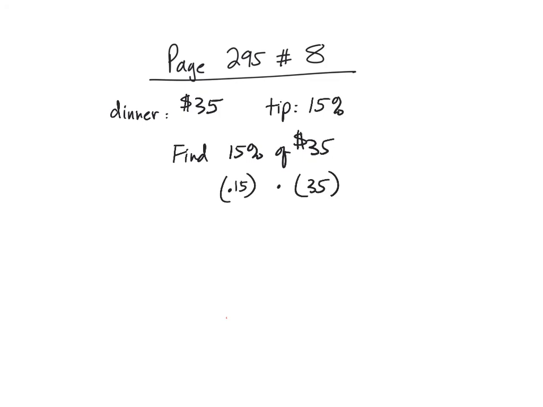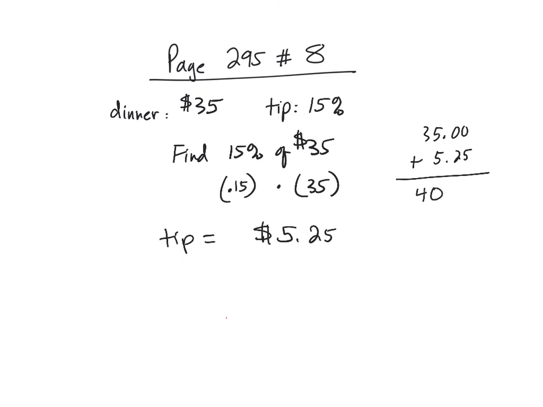And when I do that, I find out that my tip equals $5.25. Now, if I wanted to know what my meal was really going to cost then, I would take $35 and I would add the $5.25 that I paid for the tip. And my meal ends up costing $40.25.